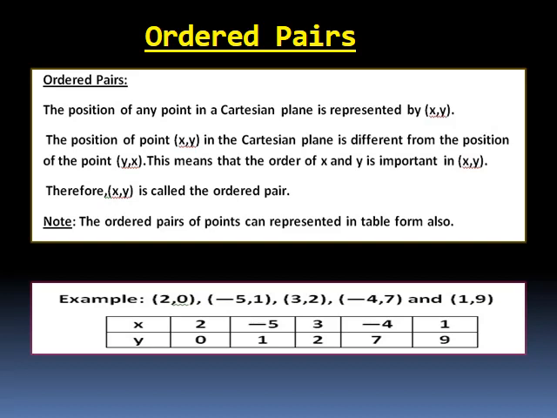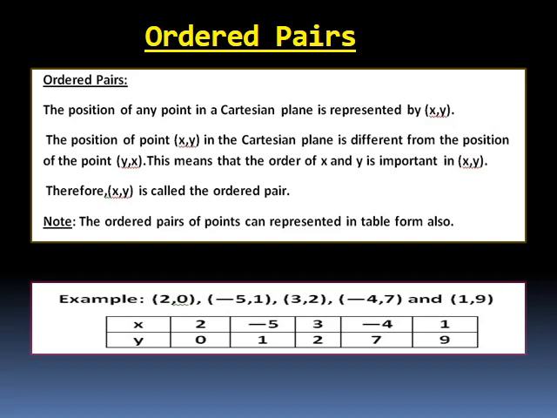Note, the ordered pairs of any point can be represented in table form also. For example, the points with the ordered pairs (2, 0), (-5, 1), (3, 2), (-4, 7) and (1, 9) can be represented by a table as shown in the slide.